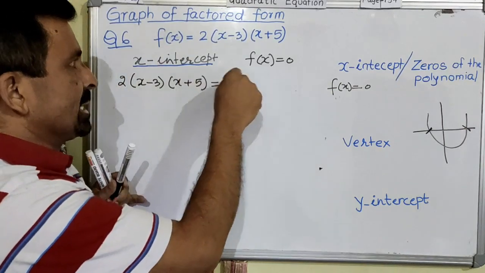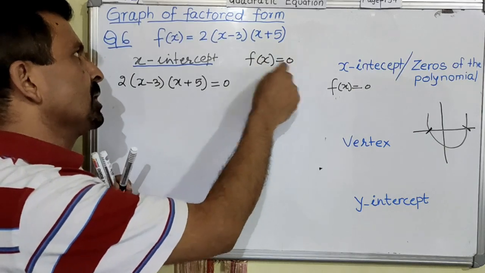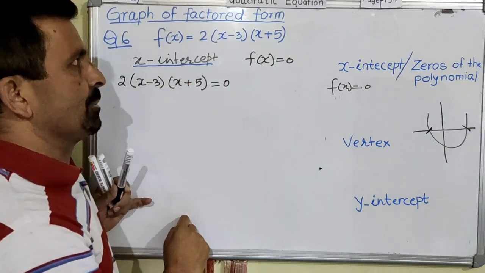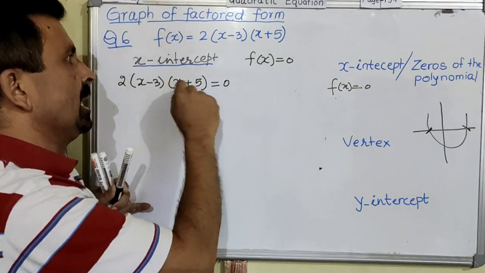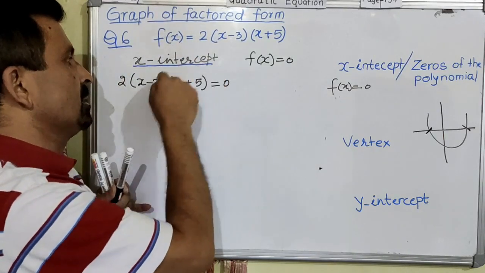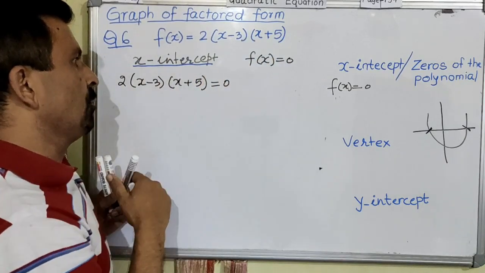For calculating the x intercept, your y will be taken as equal to 0. By taking y equal to 0, you are able to calculate the x intercept or the zeros of the polynomial. So we have taken this right hand side f(x) as equal to 0. So this original equation reduced to this, and from here we will continue.